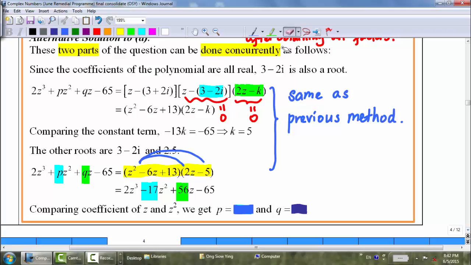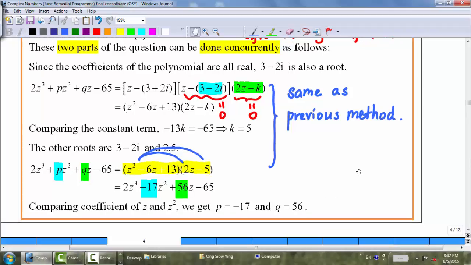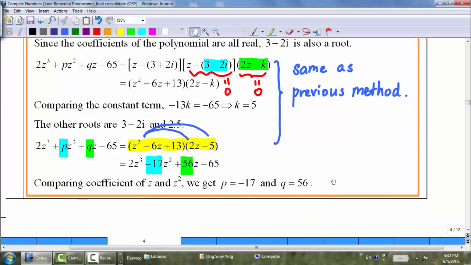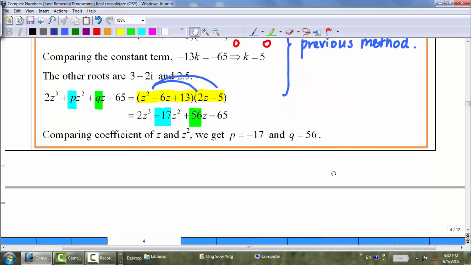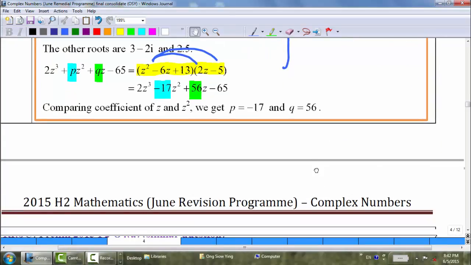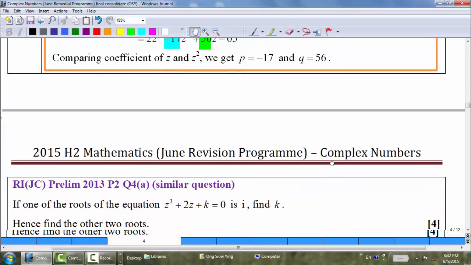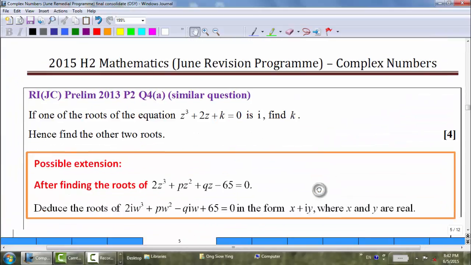So you notice that in order to solve questions like that, you can actually do both parts concurrently. This is another alternative method. If you ask me which method is better, there is no right or wrong answer. It's whichever style suits you, as long as you do it correctly.